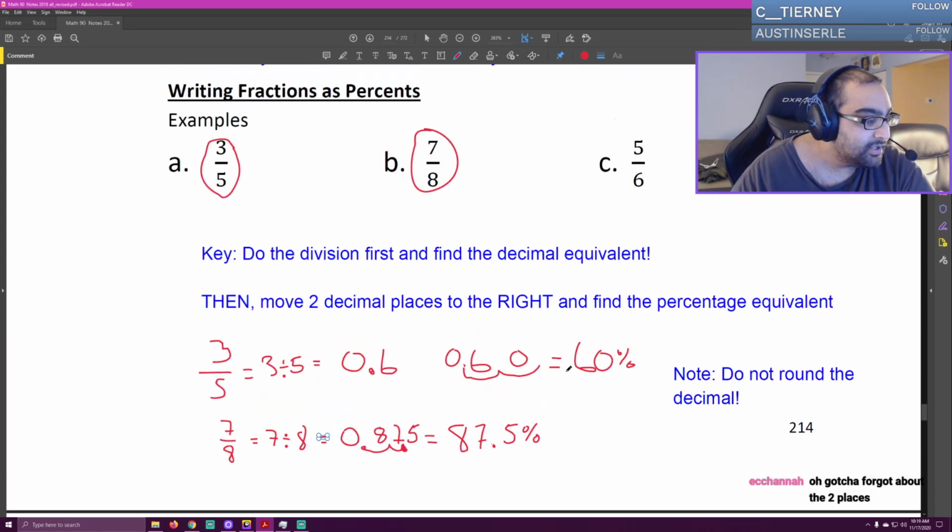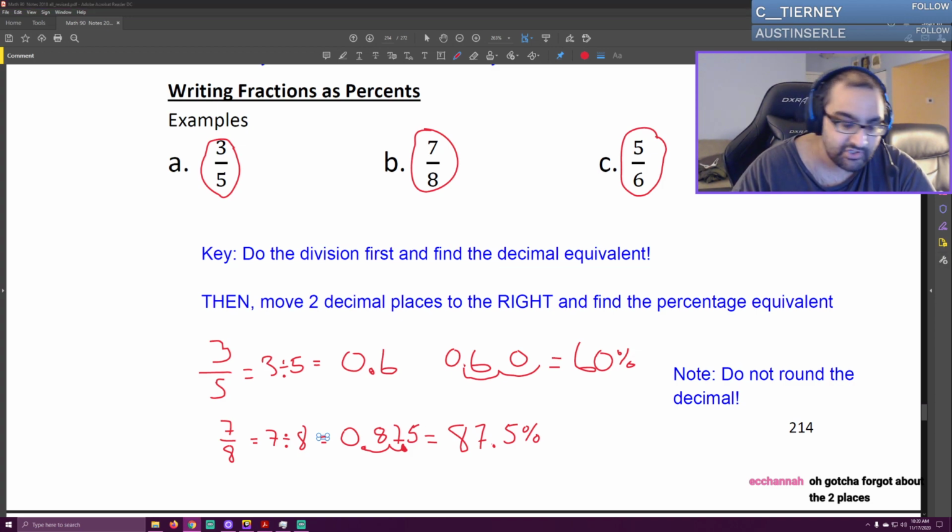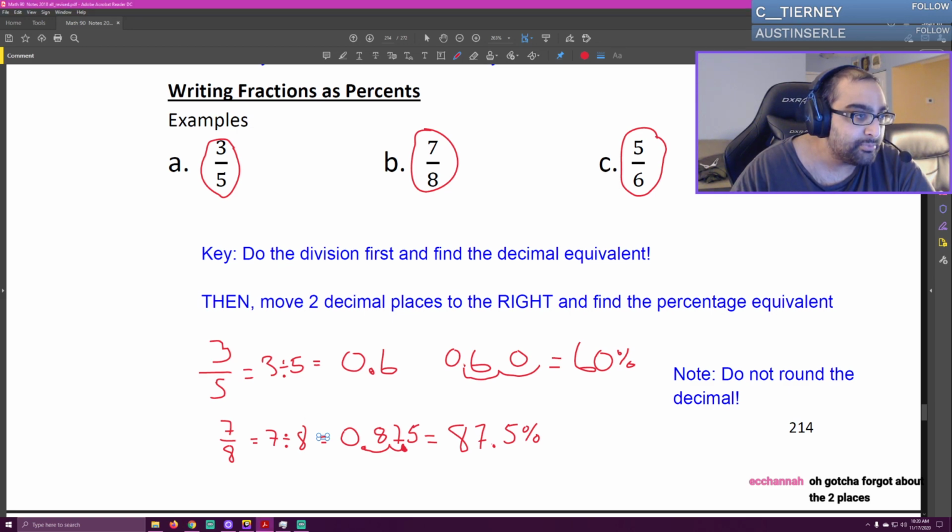Okay, let's try that last one here. I do want to try this last one because this one is a little bit different, just in one respect, but not by much. All right, so let's look at 5/6 here. Let's do this one together. I'll put this off here to the side. So remember that's 5 divided by 6.